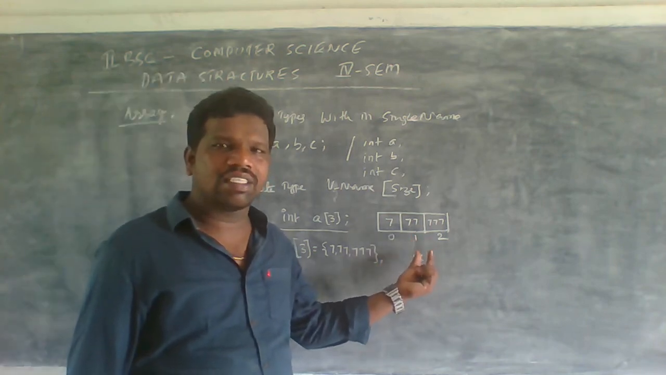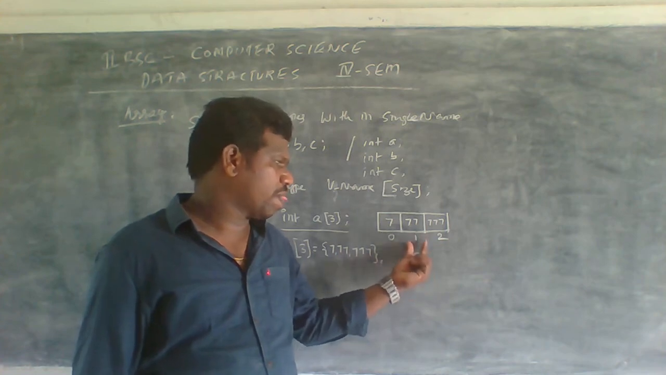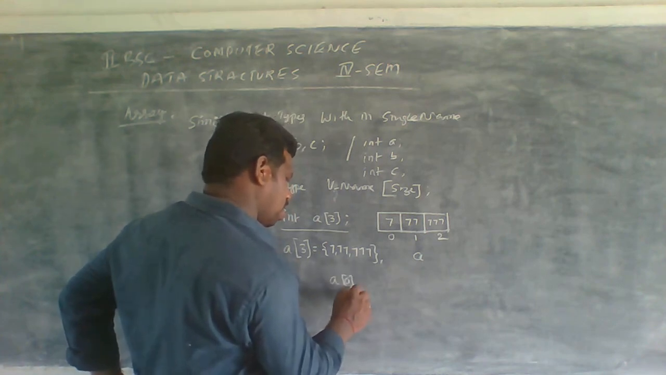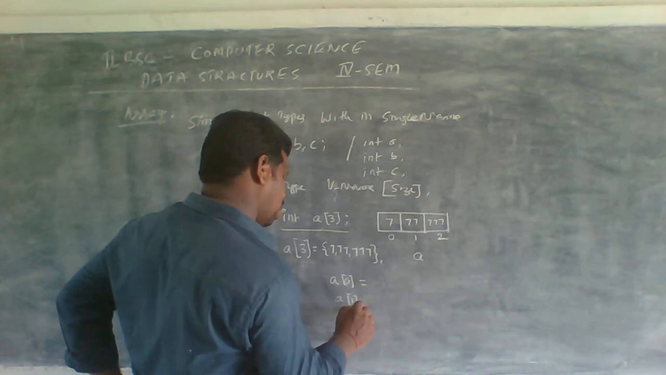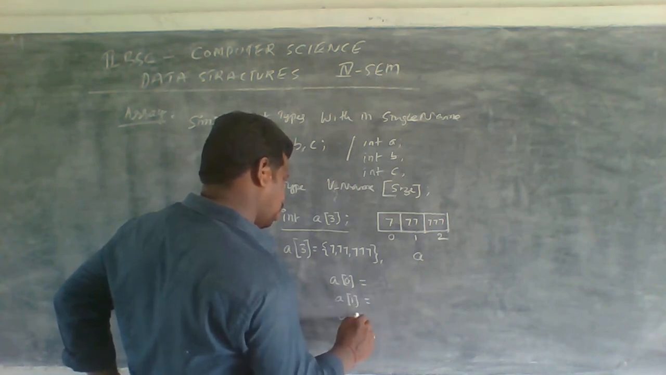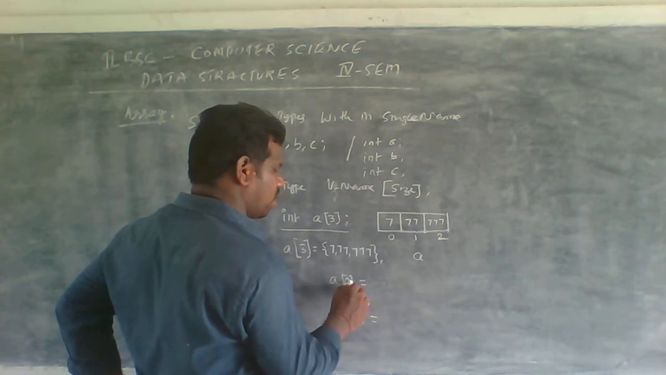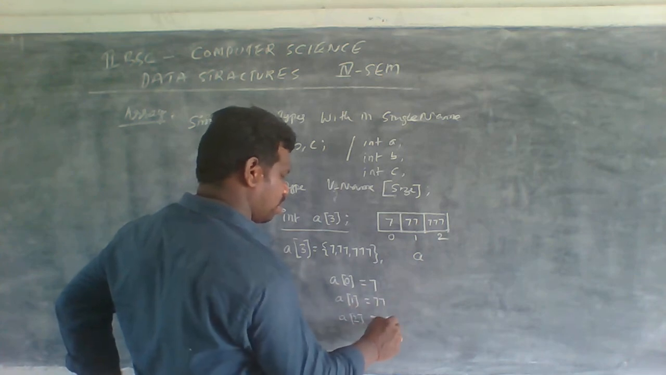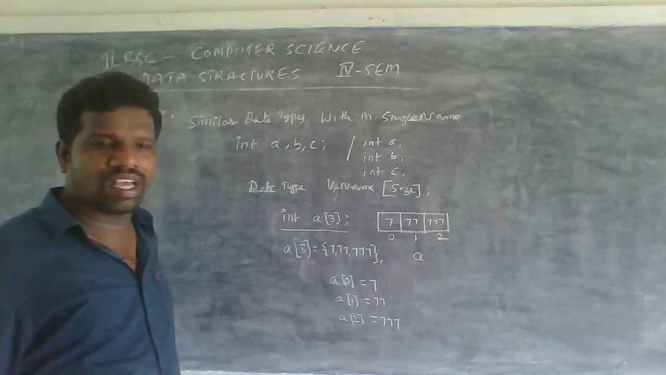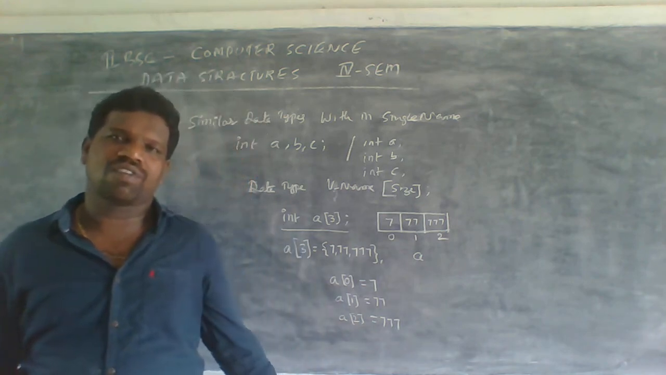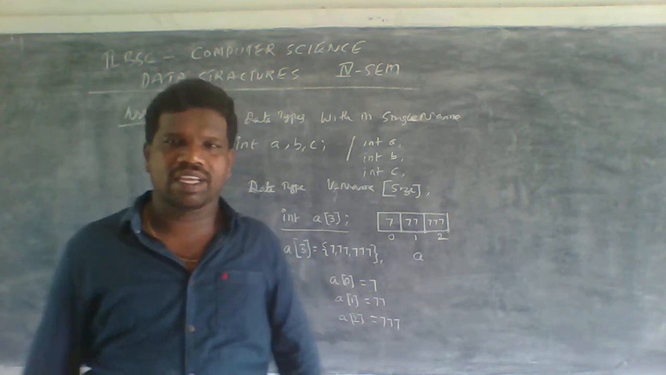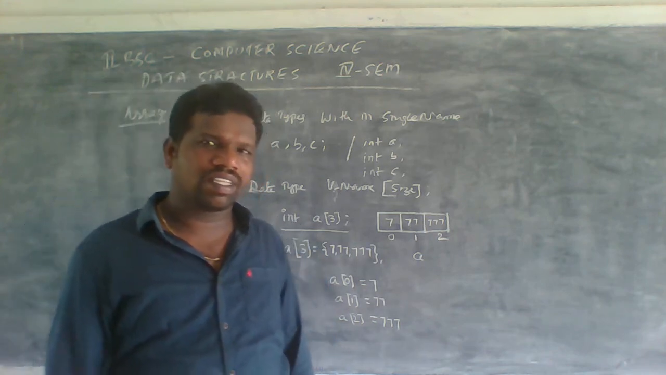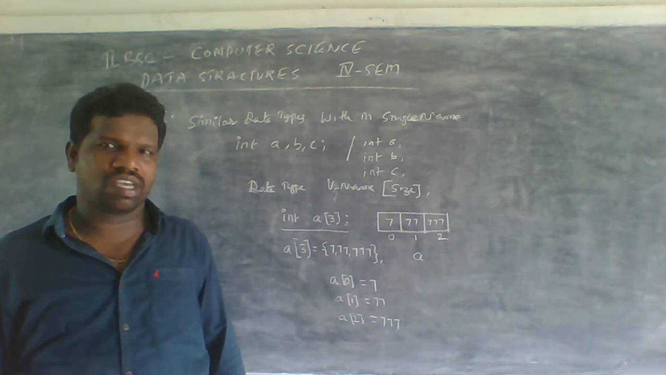So 77 is placed at A[1]. That means the memory locations are A[0], A[1] and A[2]. A[0] is equal to 7, A[1] is equal to 77, and A[2] is equal to 777. What is the value of A[4] here? A[4] is not available because our size is only 3 elements. That's why we can store only 3 elements, so there is no A[4] here.